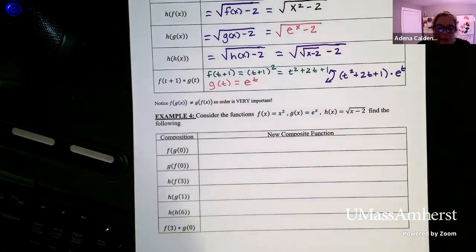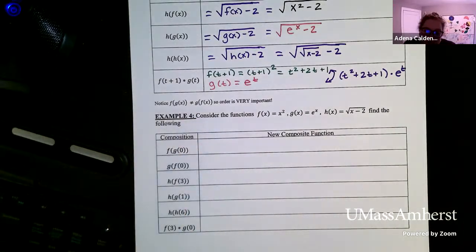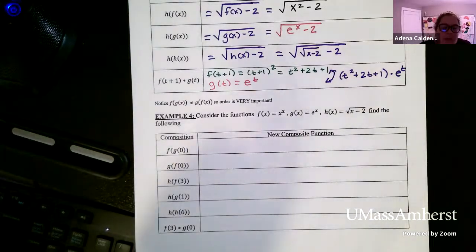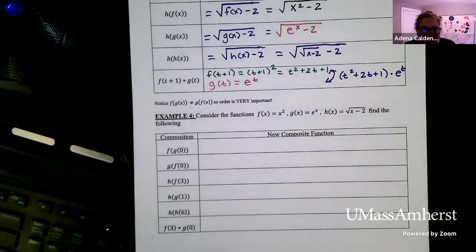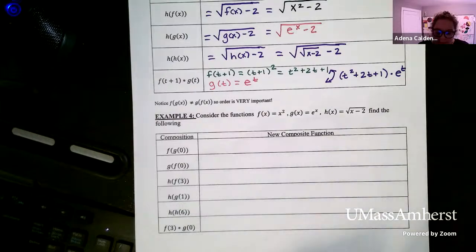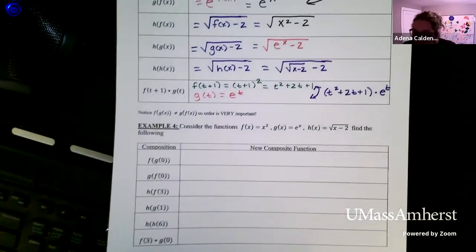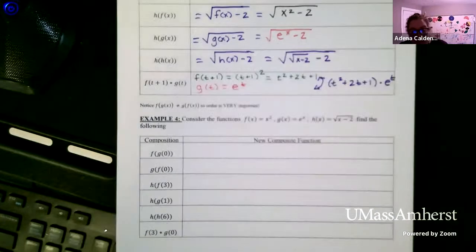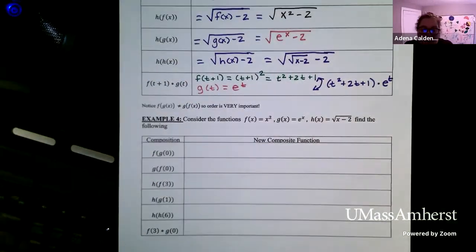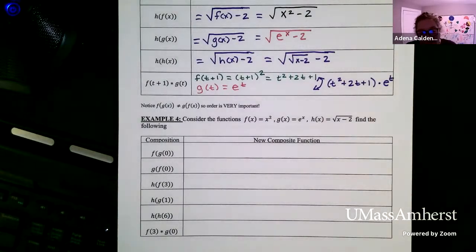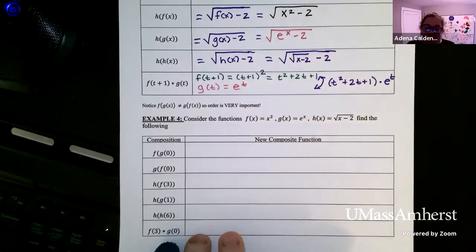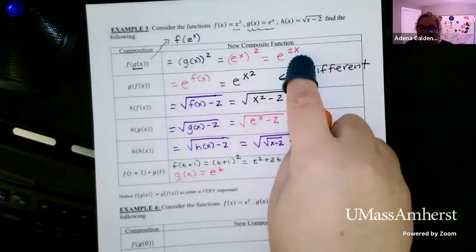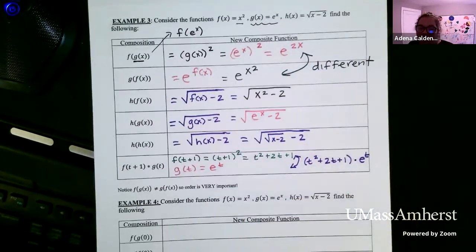So we're considering f of g of 0, g of f of 0, h of f of 3, h of g of 1, h of 6, and then f of 3 times g of 0. So there's sort of two distinct ways that we can approach this. We can either take the composite function that we found in the first part, right? Match them up. So f of g of 0, we would find f of g of x, and we'd plug in a 0. Okay, so that's one way to do it.